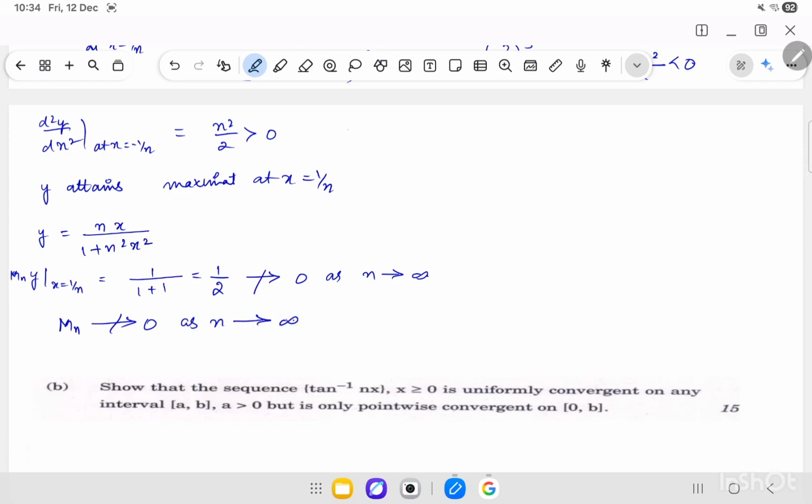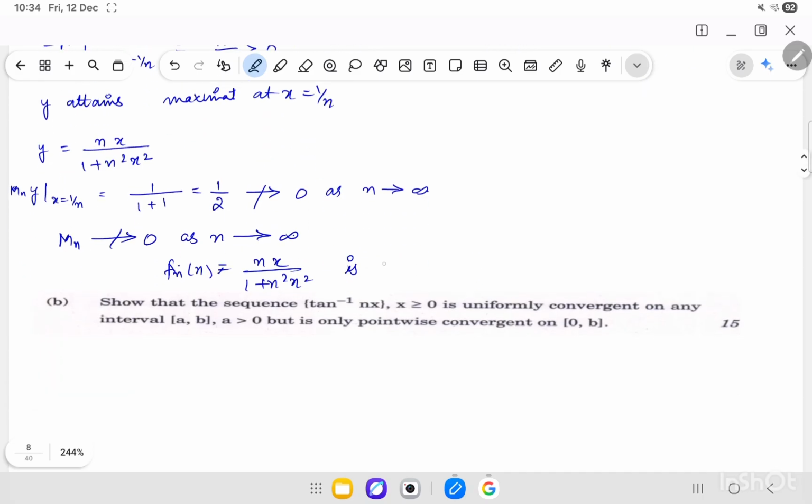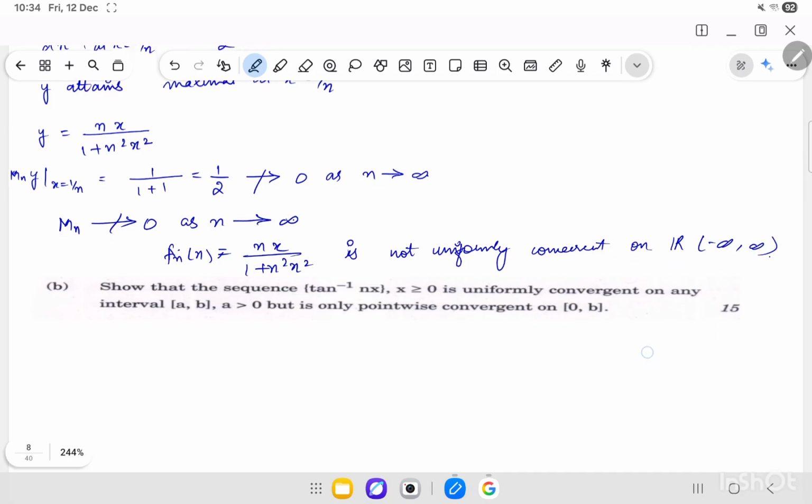So from here we can say that fn(x), which is equal to nx divided by 1 plus n square x square, is not uniformly convergent on R, that is minus infinity to infinity. So let's move on to discuss the next question.